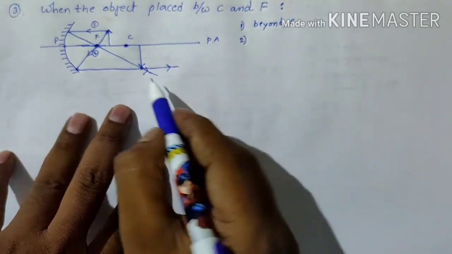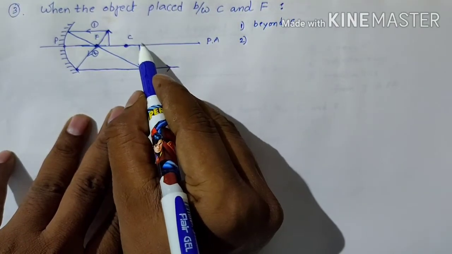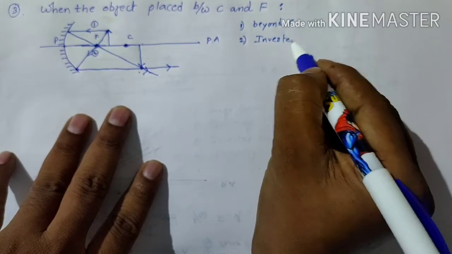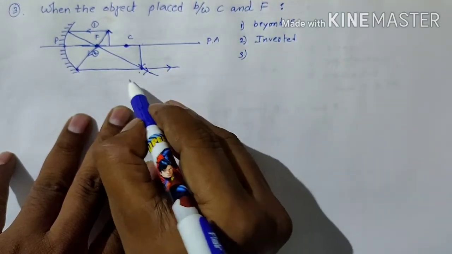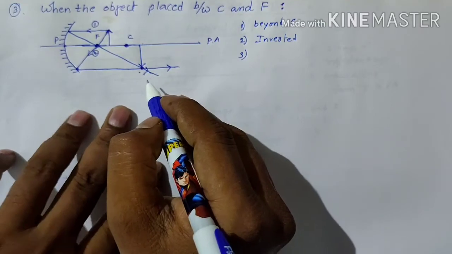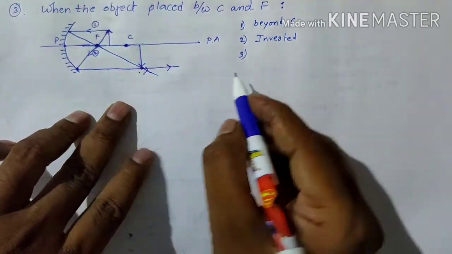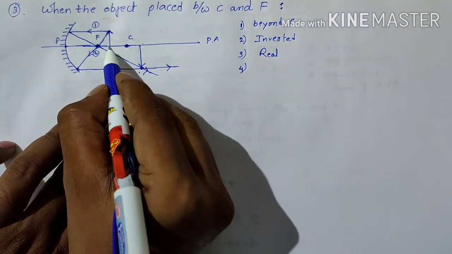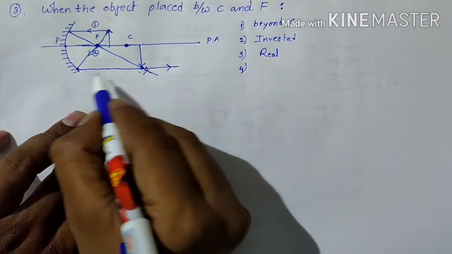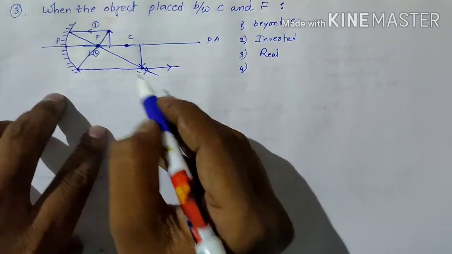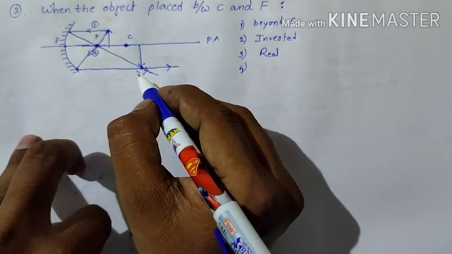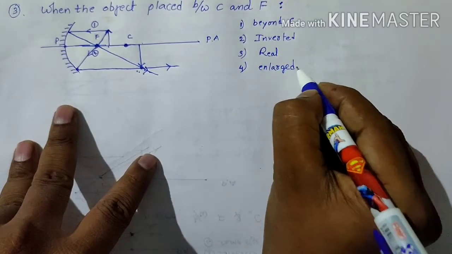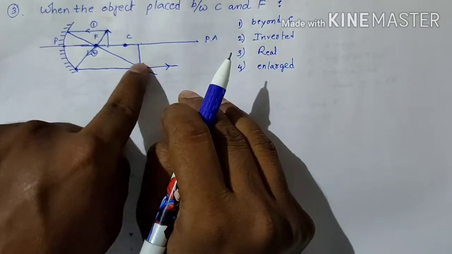And the second one is, if you see the image formed below the principal axis, so it is an inverted image. And the third one is this image should also be caught on the screen. That means if you place the screen you will get the image. So it is also a real image. If you see, this is the object distance and this is the image distance. The image distance is greater than the object distance, so this image will be bigger in size. That means it is a large image. So these are the characteristics of this particular image.